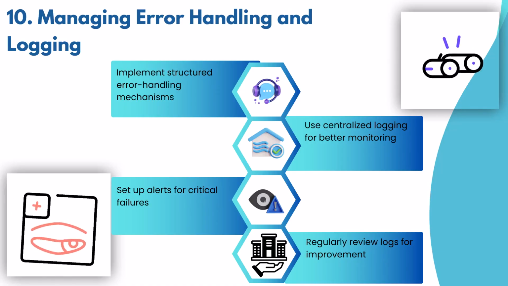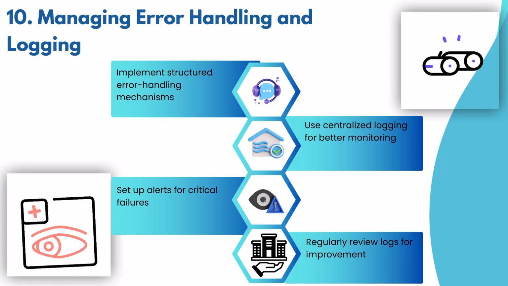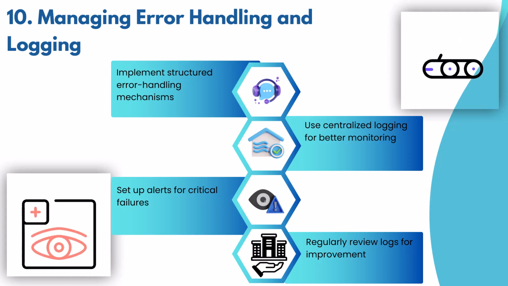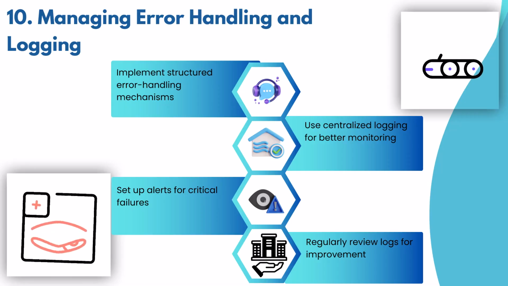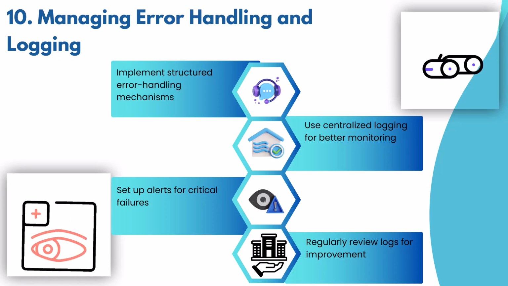Errors in data processing are inevitable, just like bad Wi-Fi during an important meeting. But a structured approach makes troubleshooting easier. Centralized logging acts like a detective, catching issues before they escalate. Alerts ensure critical failures don't go unnoticed, saving your night from debugging marathons. And reviewing logs regularly helps refine the process because, let's be honest, there's always room for improvement.